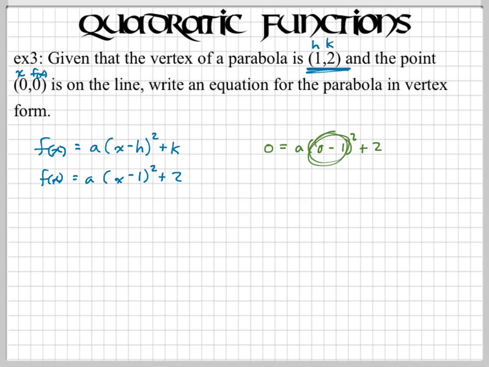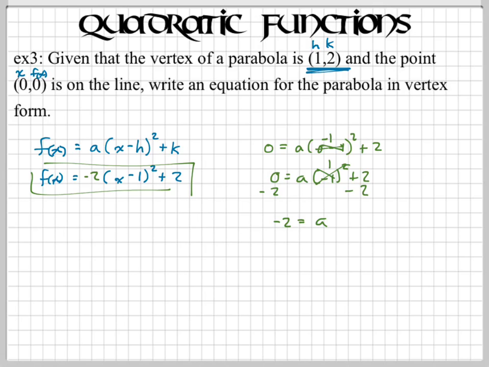Let's simplify what's in these parentheses. There's no variables inside, so 0 minus 1 is negative 1, and then we square that. Negative 1 squared is positive 1, and 1 times A is just A. So we subtract the 2 from both sides, and we have negative 2 equals A. Boom, there's our A. So we go back to our function, erase the A, and write in negative 2. That's your function.